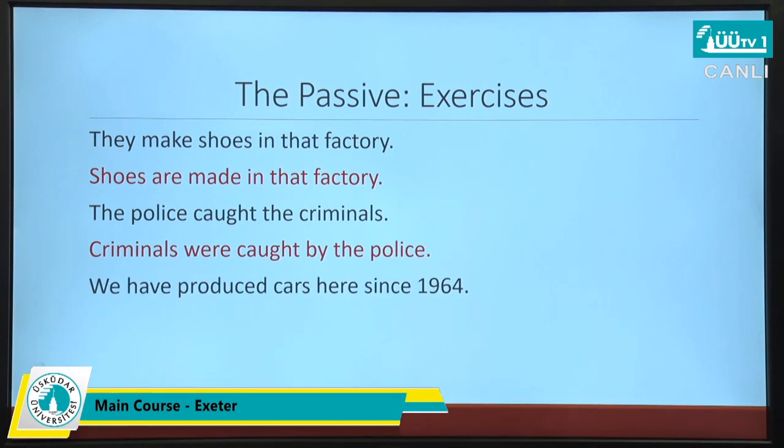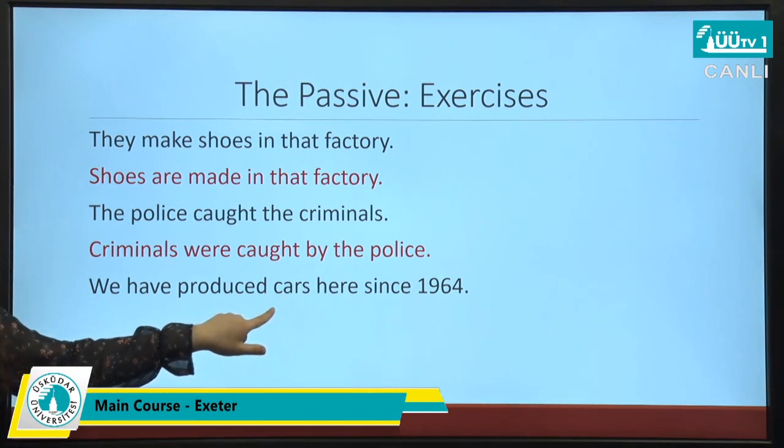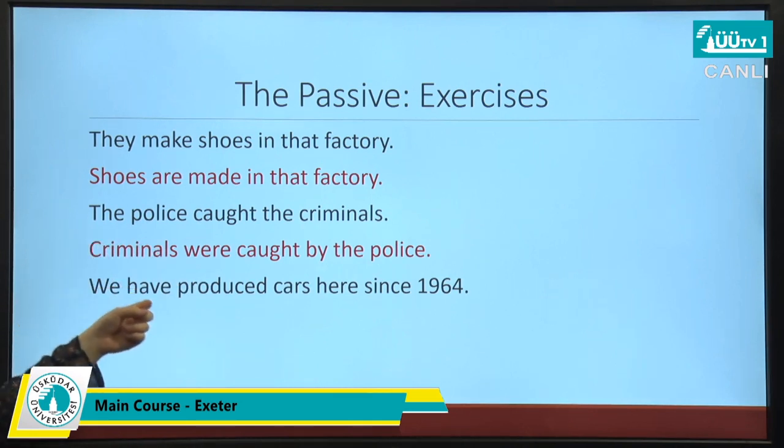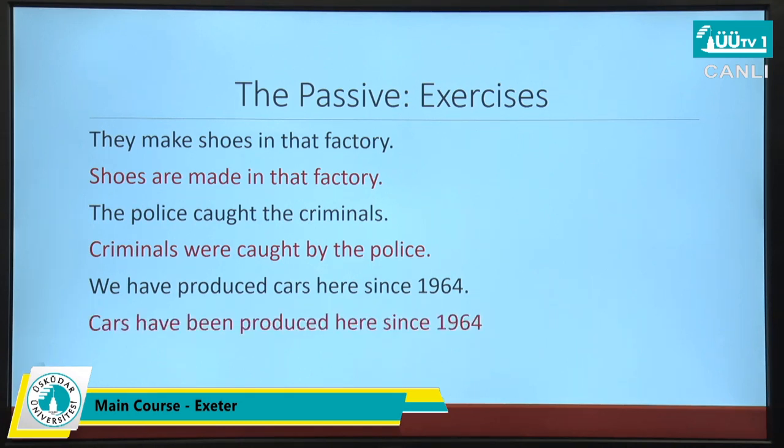Or let's look at this one. We have produced cars here since 1964. So here what we do is that, again, we have this subject-verb order, but our object is cars, right? And our verb is have produced. So it tells us that it is present perfect simple. So what we should do is that cars have been produced here since 1964. So be careful about this present perfect tense. You can use verb 3 and verb 3 again. There's nothing wrong with it.